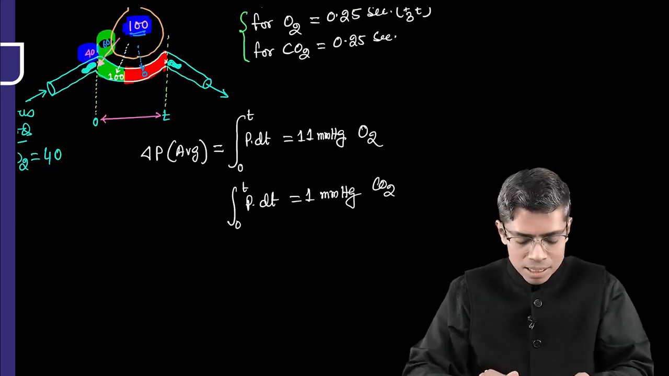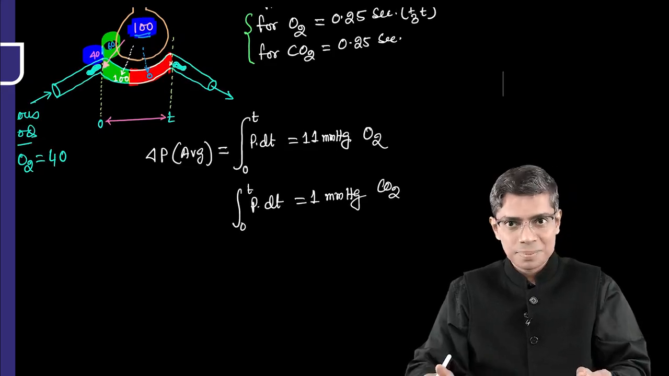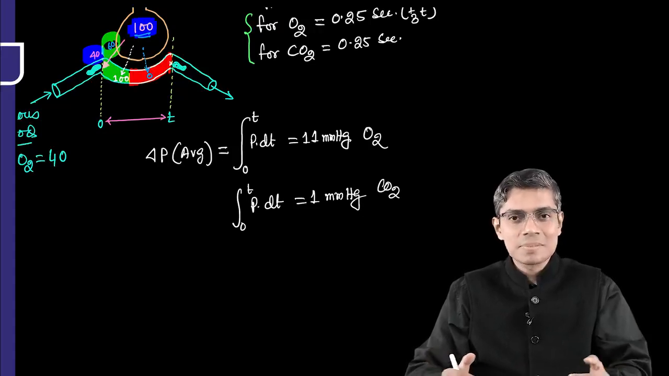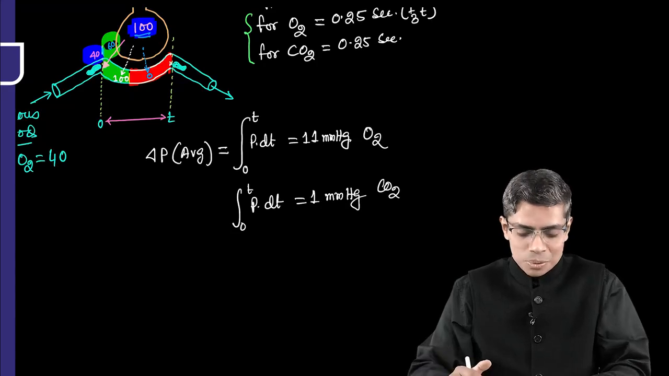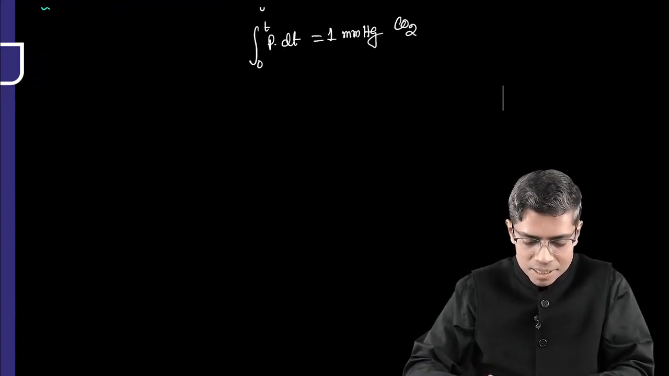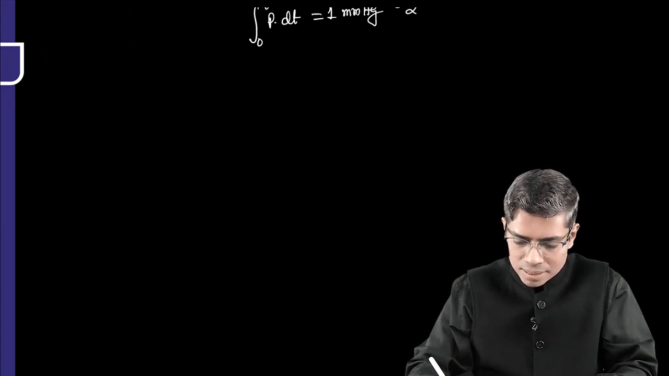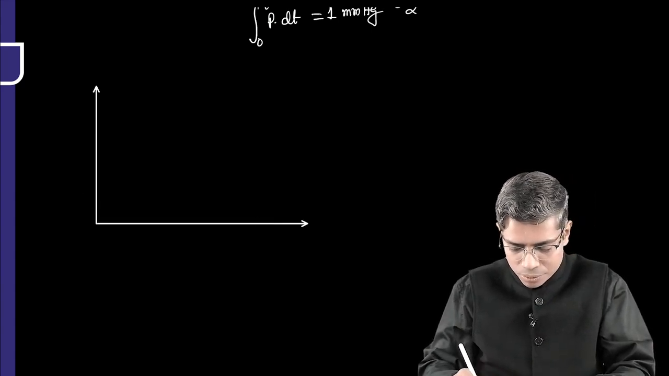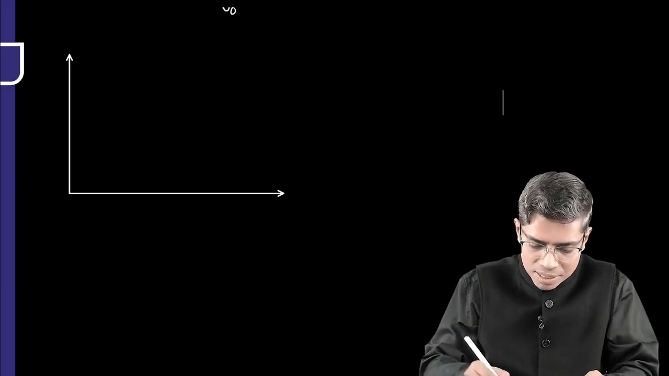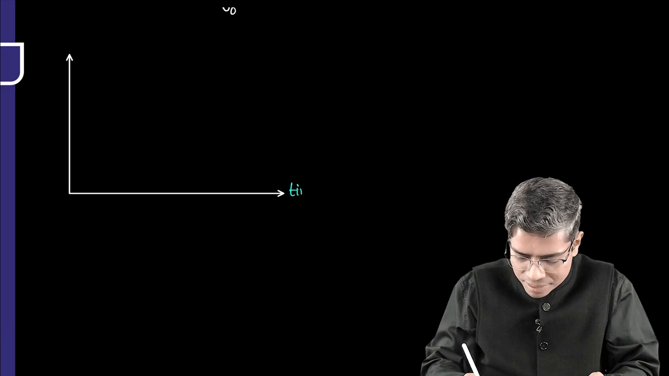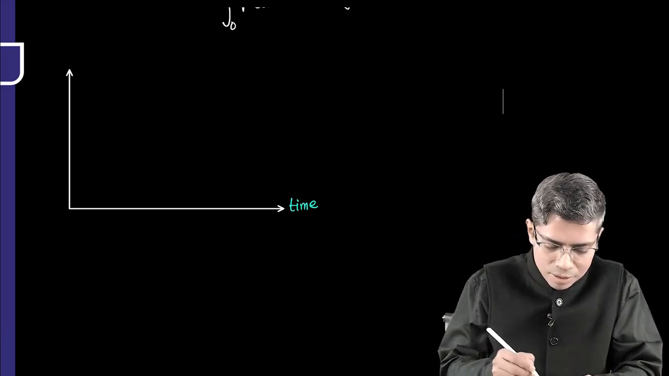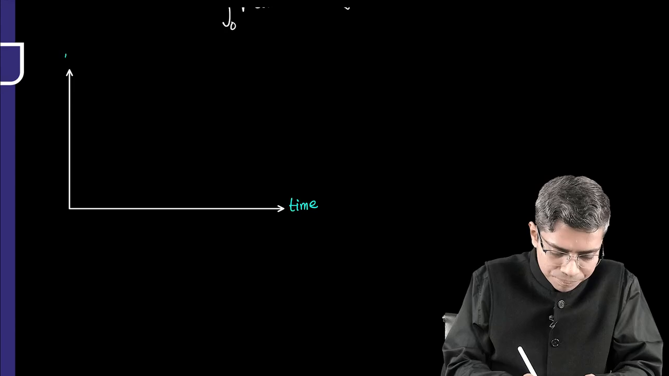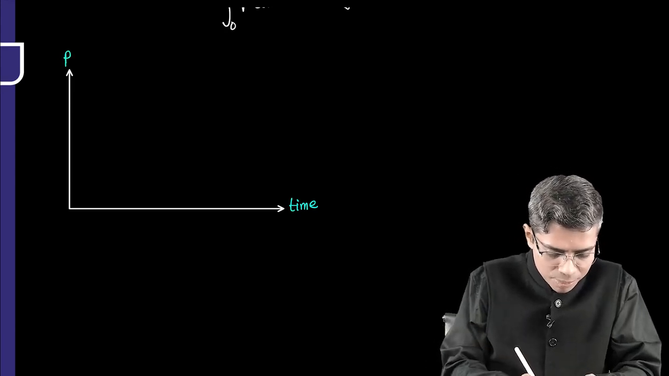Now if I plot this phenomenon on a graph, the graphical representation is always very easy, because understanding is very clear in a graph. So if I graphically represent this phenomenon for carbon dioxide diffusion and oxygen diffusion, how will it look? The x-axis, obviously, will be the time axis, and the y-axis will be the partial pressure. I am writing pressure or partial pressure here.